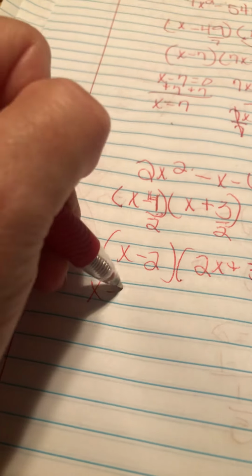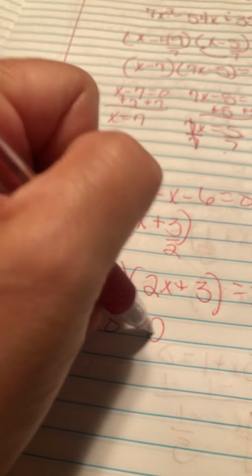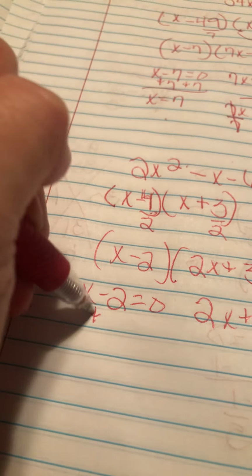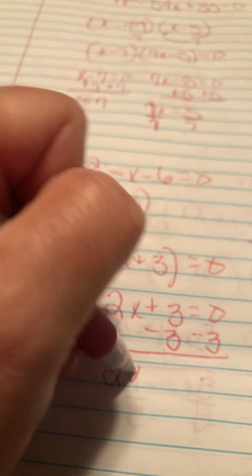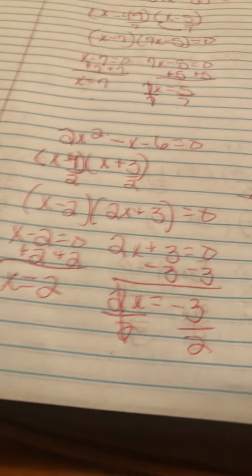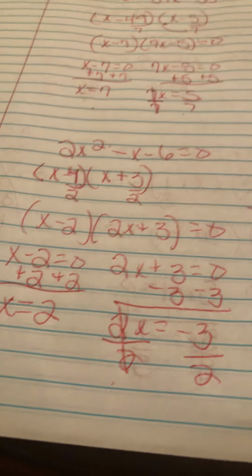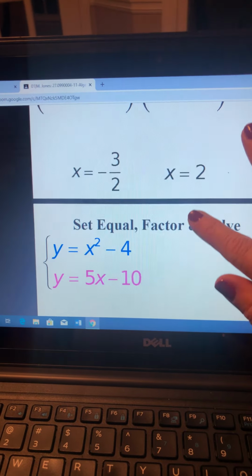Set each factor to equal 0. Okay, add your 2. X equals 2. Subtract your 3. 2x equals negative 3. Divide by 2. And so x is equal to negative 3 over 2, and x equals 2. That's where our parabola is crossing the x-axis.